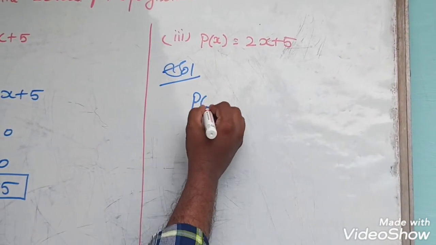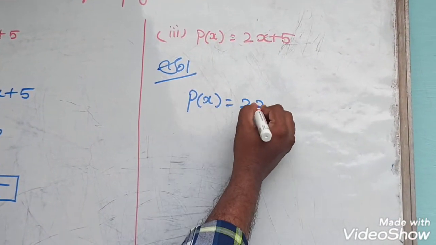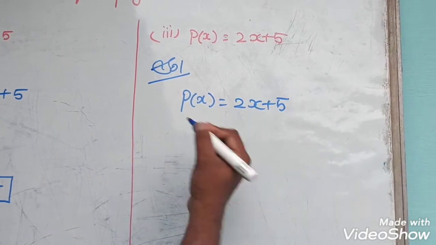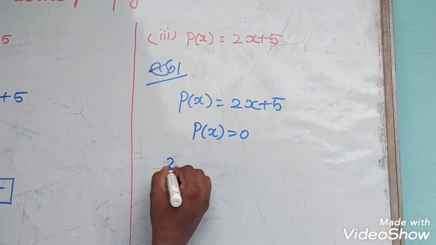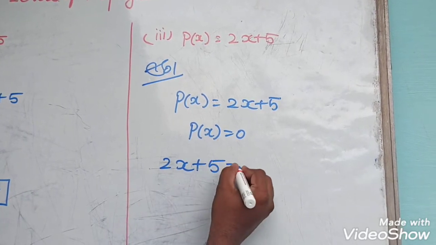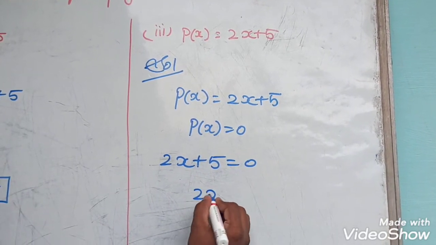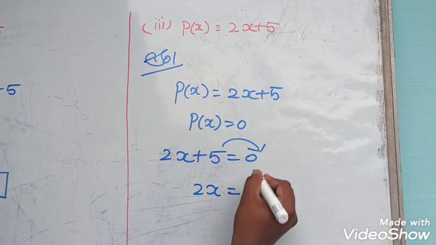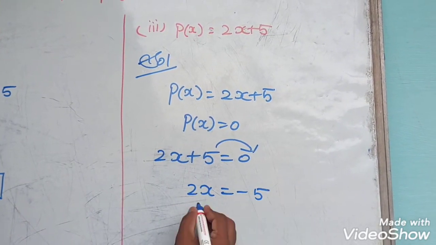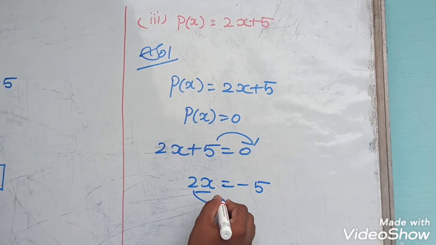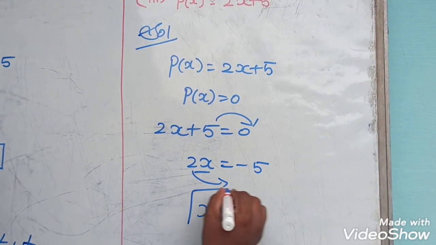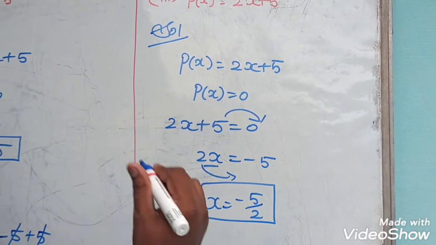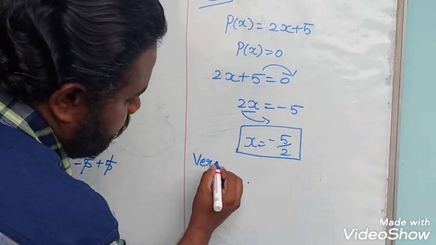The same way, P of x equal to 2x plus 5. So we need P of x equal to 0. 2x plus 5 is equal to 0. 2x, it becomes on the right hand side minus 5, and since these are in multiplication, it goes to the right hand side and becomes division, minus 5 by 2. Minus 5 by 2 is the zero of the polynomial. So just we verify it.